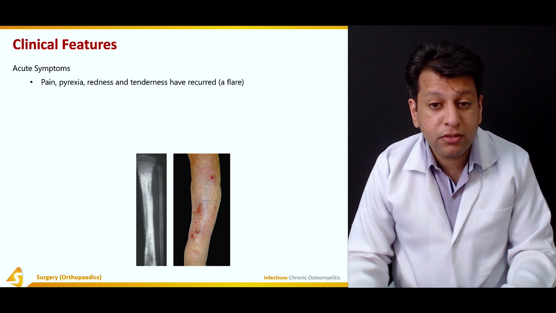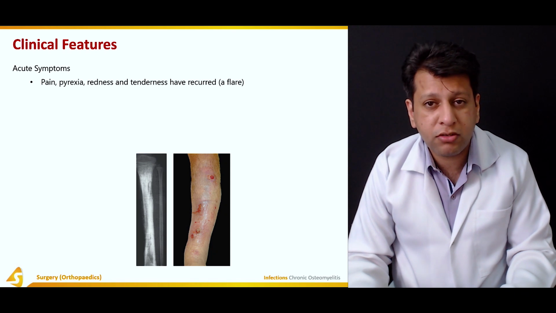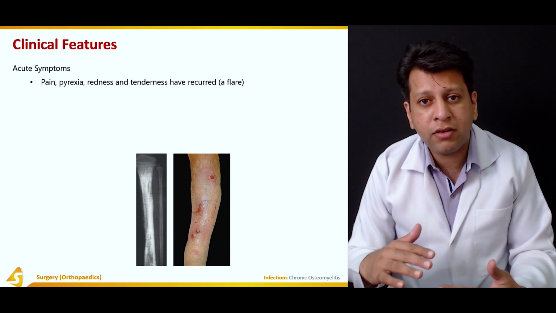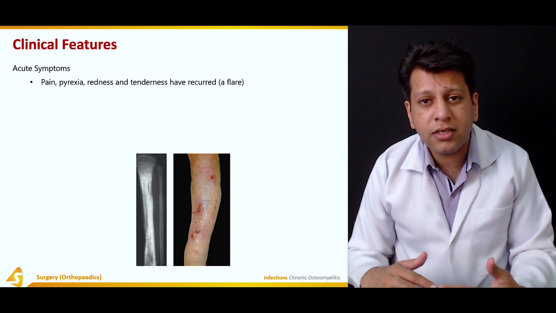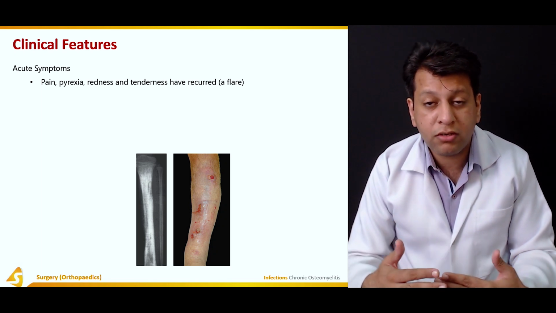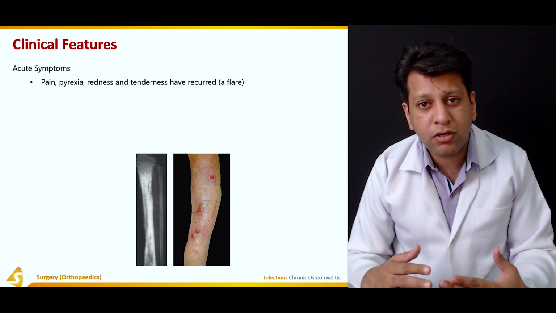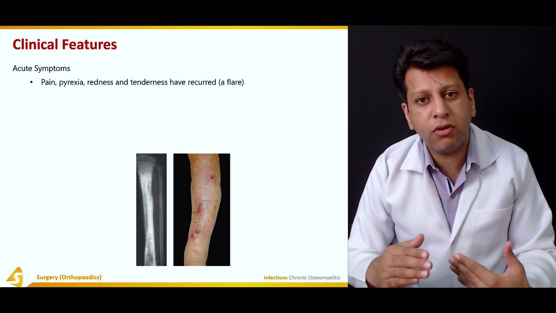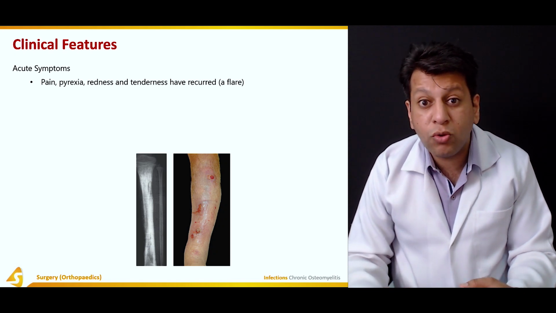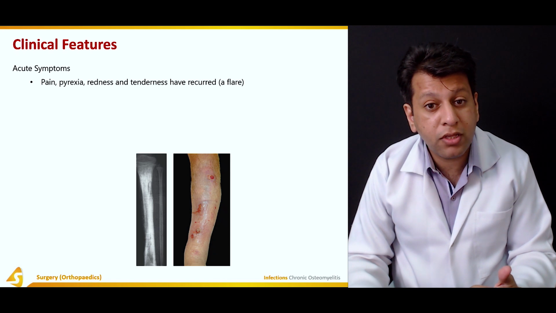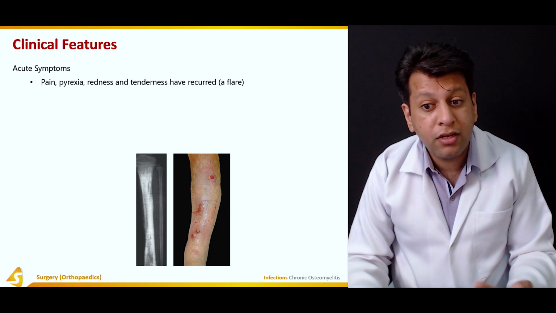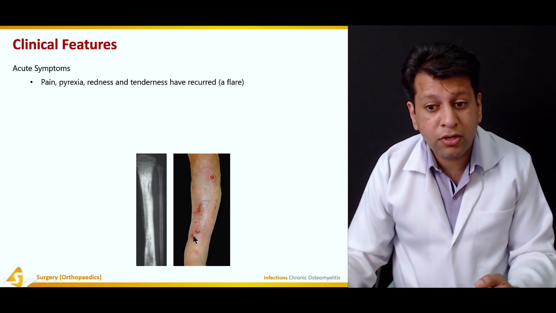Acute symptoms mimic acute haematogenous osteomyelitis, because usually a chronic infection is an underlying infection which is going on at a low level. Then suddenly there is a flare-up which mimics the acute symptoms of acute haematogenous osteomyelitis, and then there are chronic symptoms which are never ending and just going on. Acute symptoms include pain. Definitely pain would be there. There may be sudden onset and increase in the pain. There would be pyrexia or a fever. There would be redness, as you can appreciate over here.